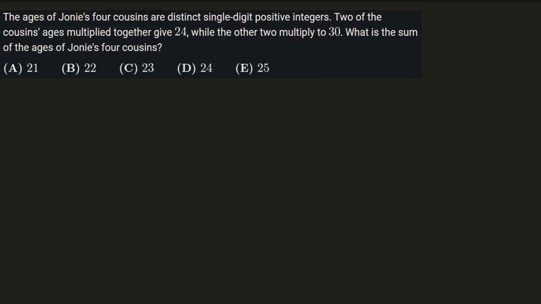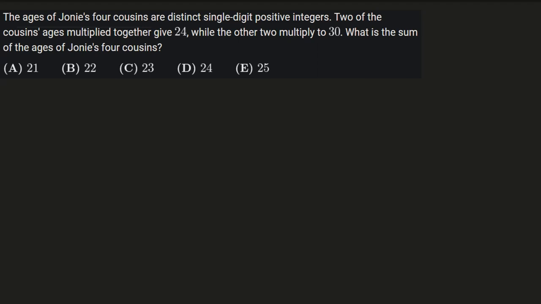Let's look at this problem. The ages of Johnny's 4 cousins are distinct single-digit positive integers. 2 of the cousins' ages multiplied together give 24, while the other 2 multiply to 30. What is the sum of the ages of Johnny's 4 cousins?